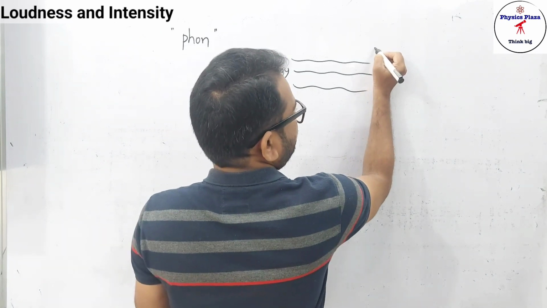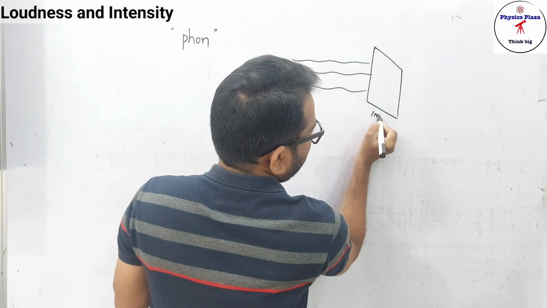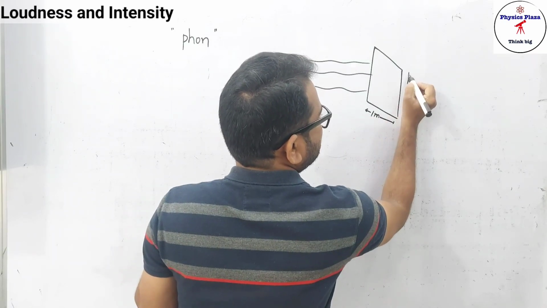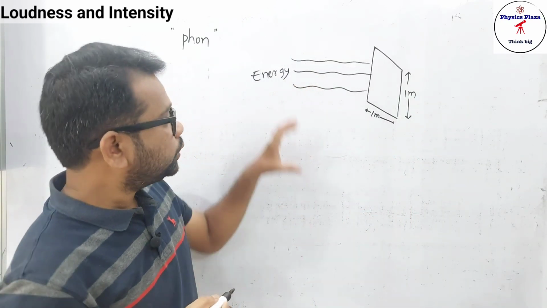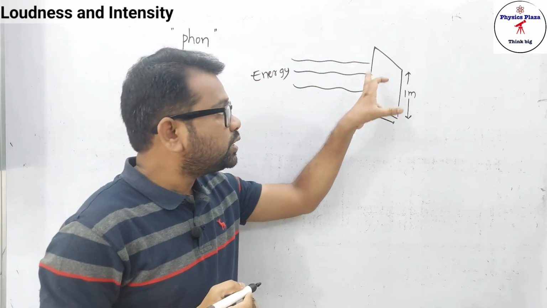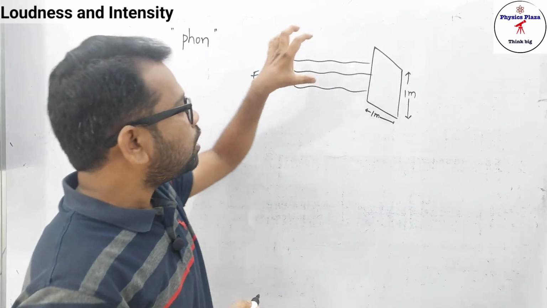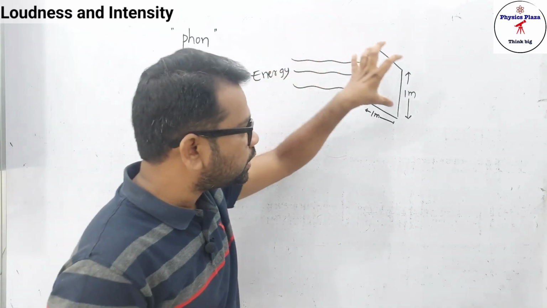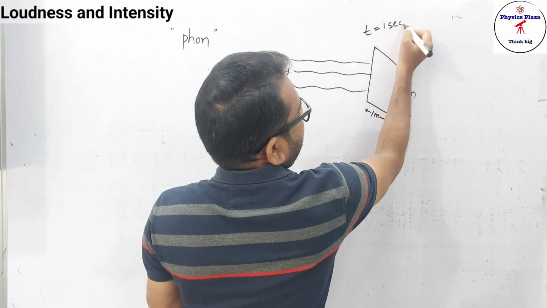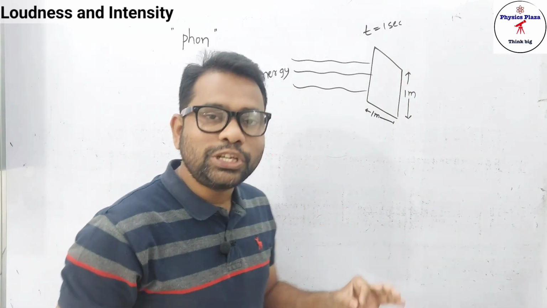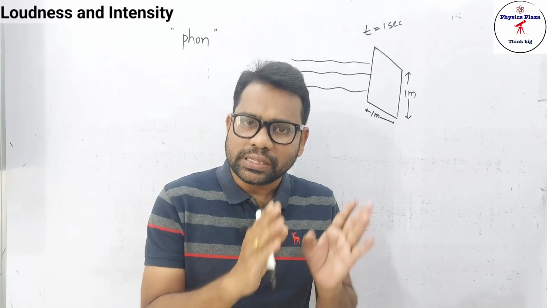We take a surface that is 1 meter in width and 1 meter in height, which means it is a unit area. This is very important. This energy is passing through this unit area, normal to its surface, and we need to calculate how much energy flows through this unit normal area in 1 second. The amount of energy passing through the unit normal area in 1 second is called intensity.